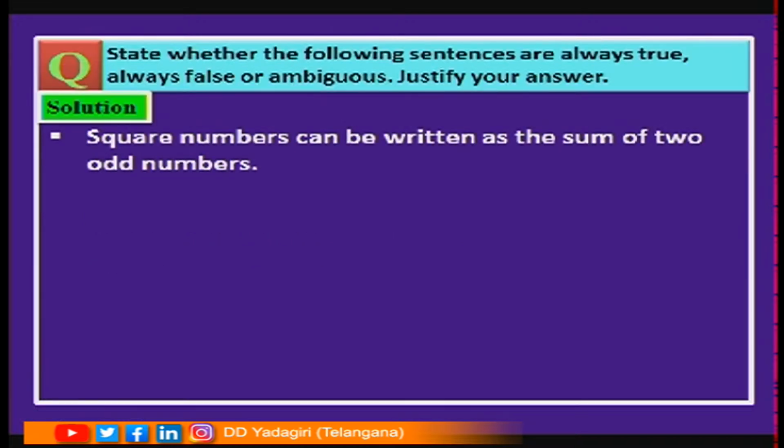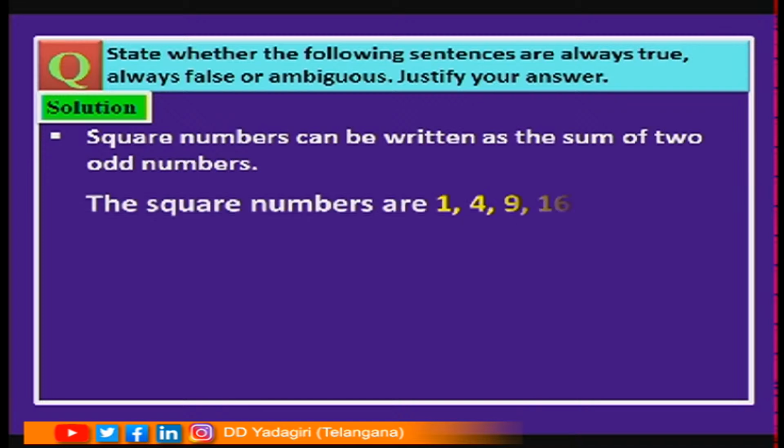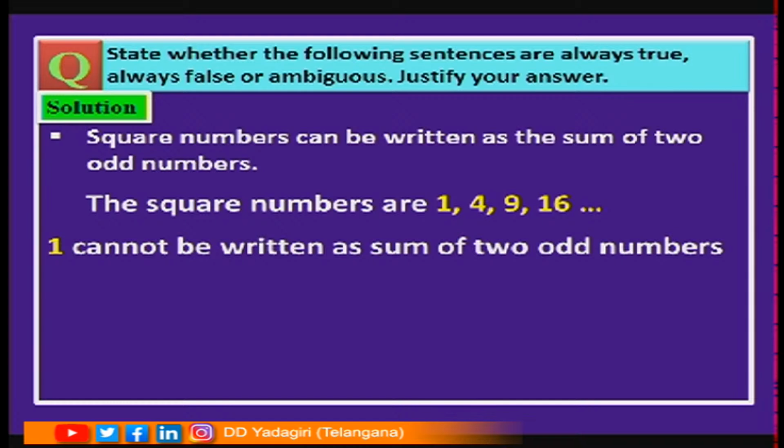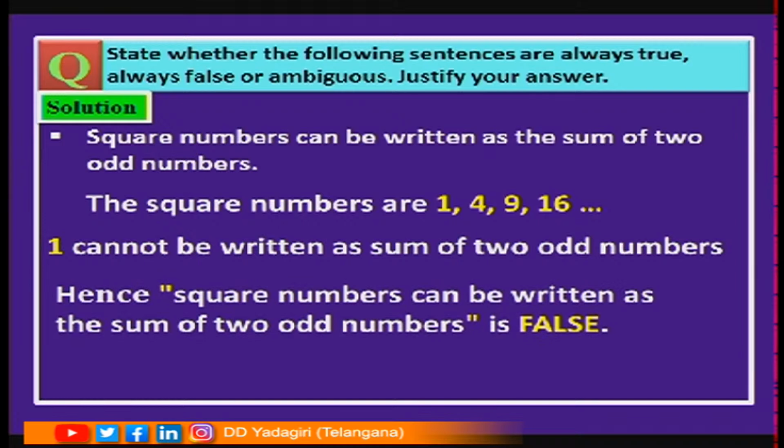Let us start with the first sentence, children. Square numbers can be written as the sum of 2 odd numbers. So, children, can you recall the square numbers? Yes, 1, 4, 9, 16, and so on, these are called square numbers because they can be written as the product of 2 equal factors. If you consider the first square number 1, you cannot write it as the sum of 2 odd numbers. 1 can be written as at most 0 plus 1, right, and 0 is not an odd number. So, 1 cannot be written as the sum of 2 odd numbers. Hence, the given statement is false. That is, square numbers can be written as the sum of 2 odd numbers is false.